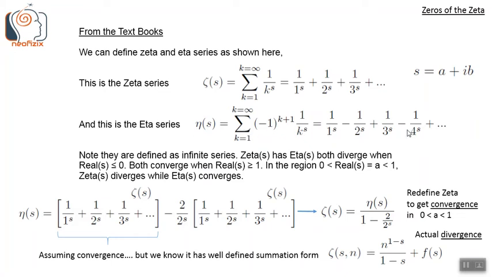And this is the definition of the eta series. This is the alternating form of this zeta series. So it has 1/1^s minus 1/2^s plus 1/3^s minus 1/4^s. So this is the alternating sequence.